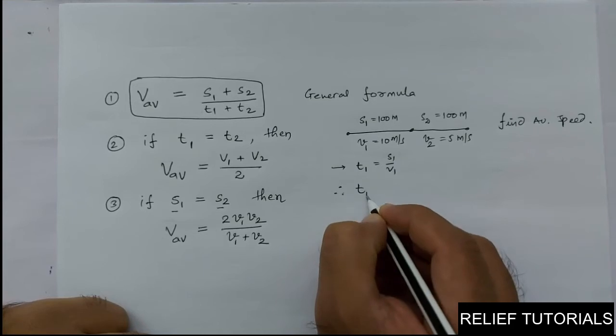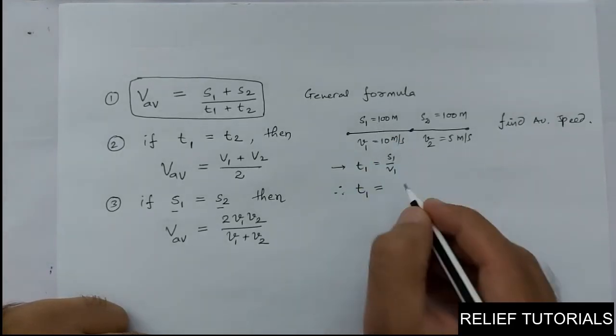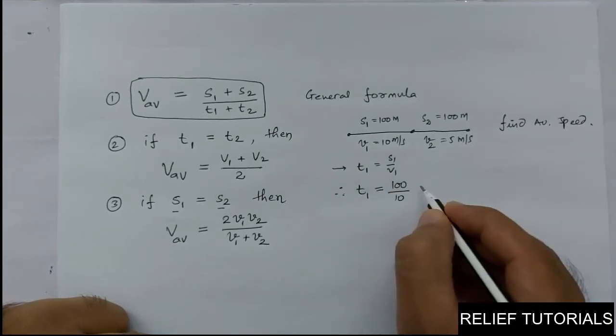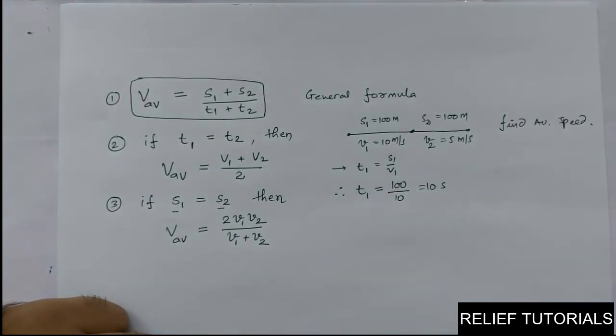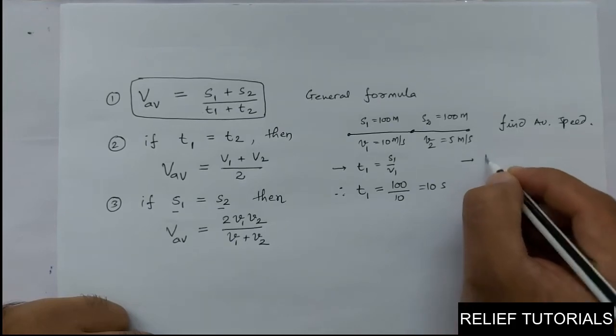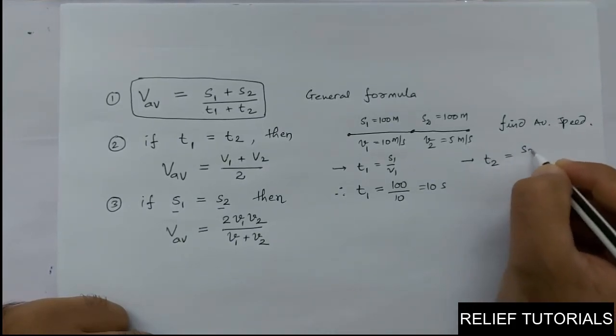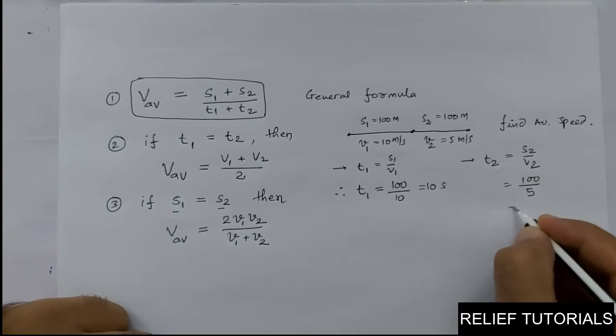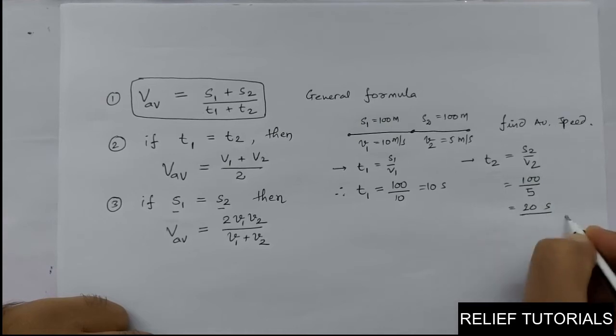Therefore, T1 is equals to, what is S1? S1 is 100 upon V1 is 10. So I think the answer is 10 seconds. How can we find T2? T2 is equals to S2 by V2. S2 is 100 and V2 is 5. So the answer is 20 seconds.